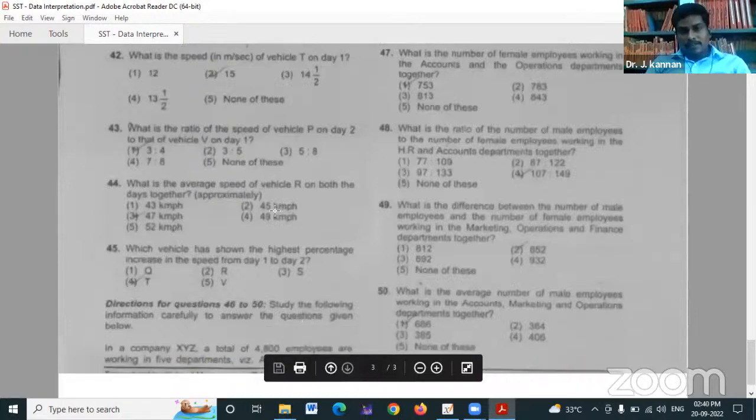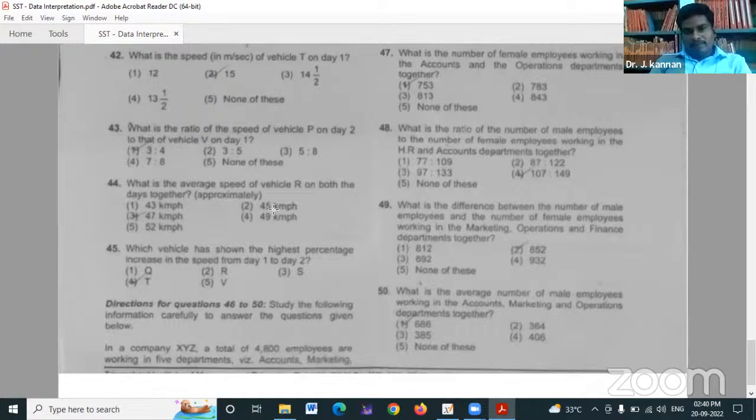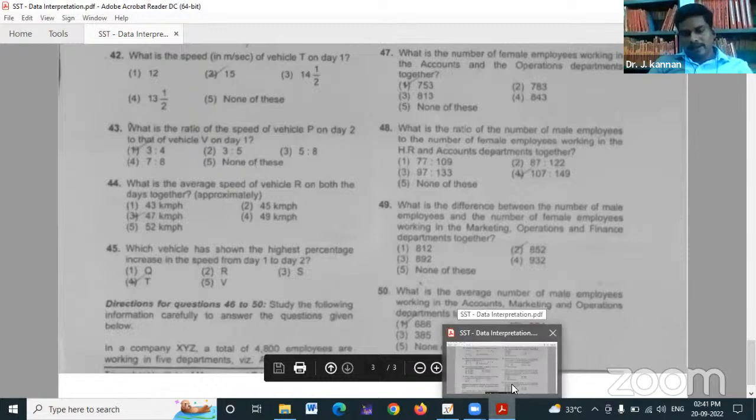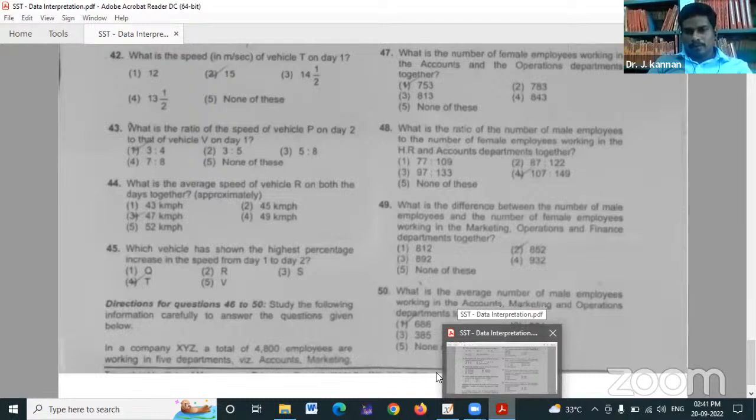What is the average speed of vehicle R on both days together? So just now only vehicle R is considered, day 1 and day 2.